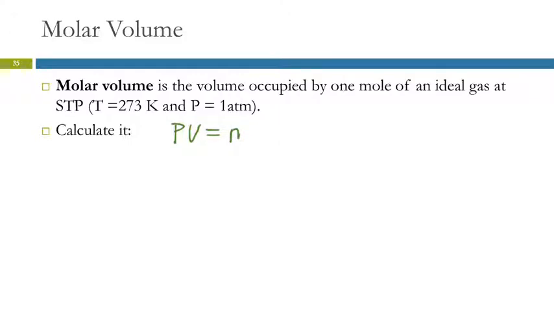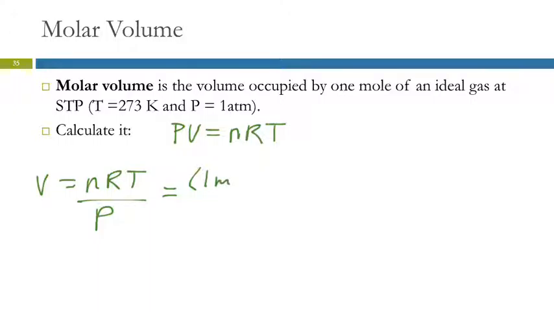PV equals nRT. We want to find the volume of 1 mole. So volume is equal to nRT over P. Well, how many moles? 1 mole, and we're going to say exactly 1 mole. Ideal gas constant, still the ideal gas constant, 0.08206. How many sig figs does that have? 4. That's not an exact number.